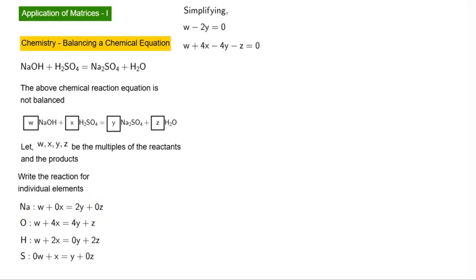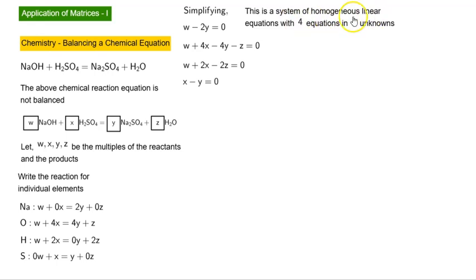W plus 4x minus 4y minus z equal to 0. W plus 2x minus 2z equal to 0 and x minus y equal to 0. This is a system of homogeneous linear equations with 4 equations in 4 unknowns. Let's write the coefficients in matrix form.